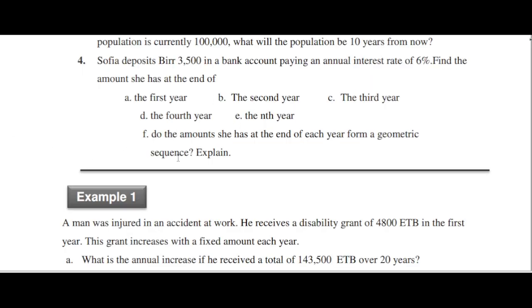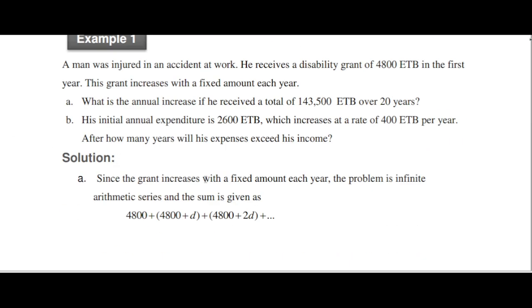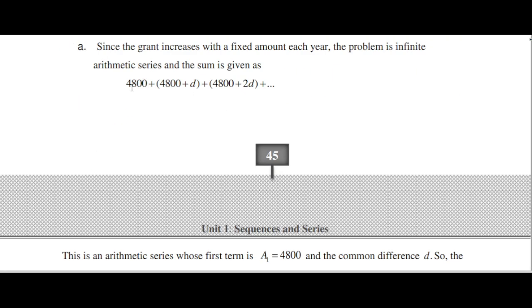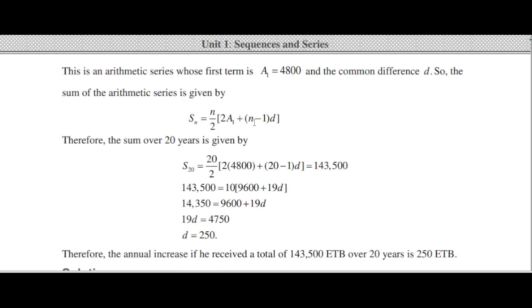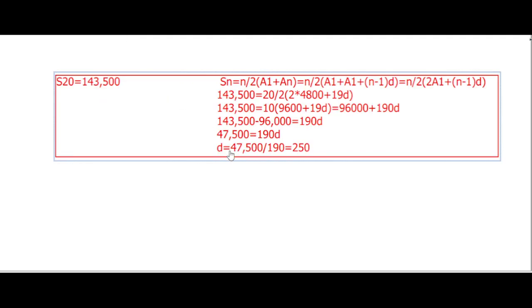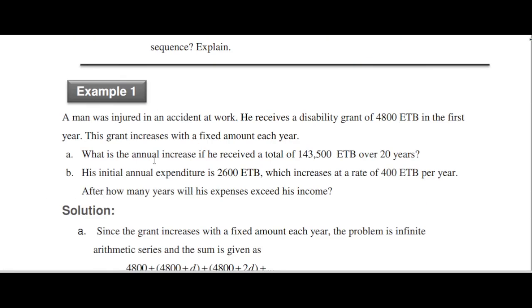So we can cross check it here. Question number 8. Since the grant increases with a fixed amount each year, the problem is a finite arithmetic series and the sum is given like this. So what is the common difference d value? Here we have 250, so we have the same answer here, 250. Now let's go to the next question.